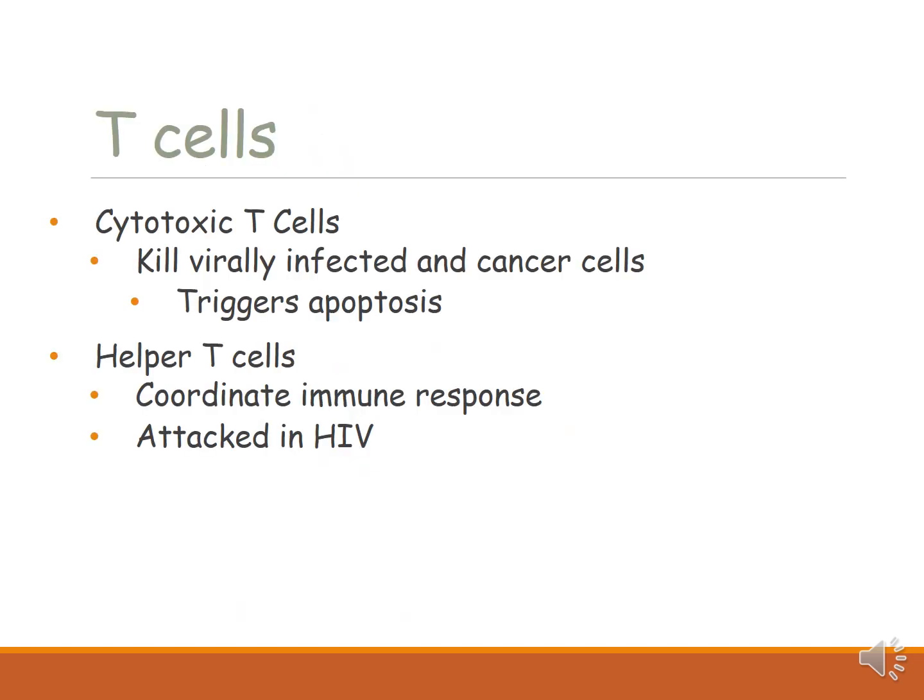pathogen. T cells are called T cells because they mature in the thymus, and they help to protect against cancer and viruses. Cytotoxic T cells hopefully kill all virally infected and cancer cells, and cells are destroyed by triggering apoptosis. Helper T cells coordinate immune response. They're referred to as the generals of the immune system. They can call for active cytotoxic T cells. They can call for B cells when necessary. Helper T cells are the type of cell that's attacked by the HIV virus.